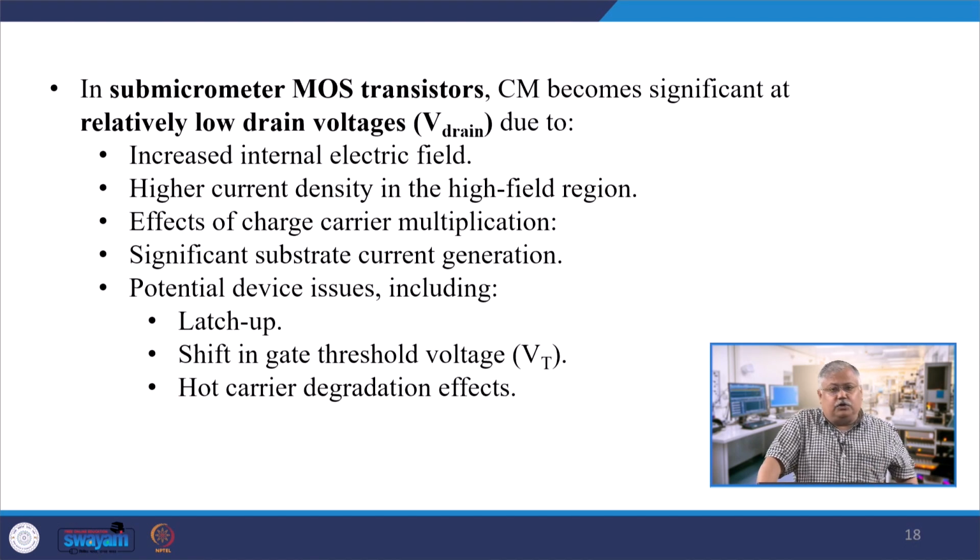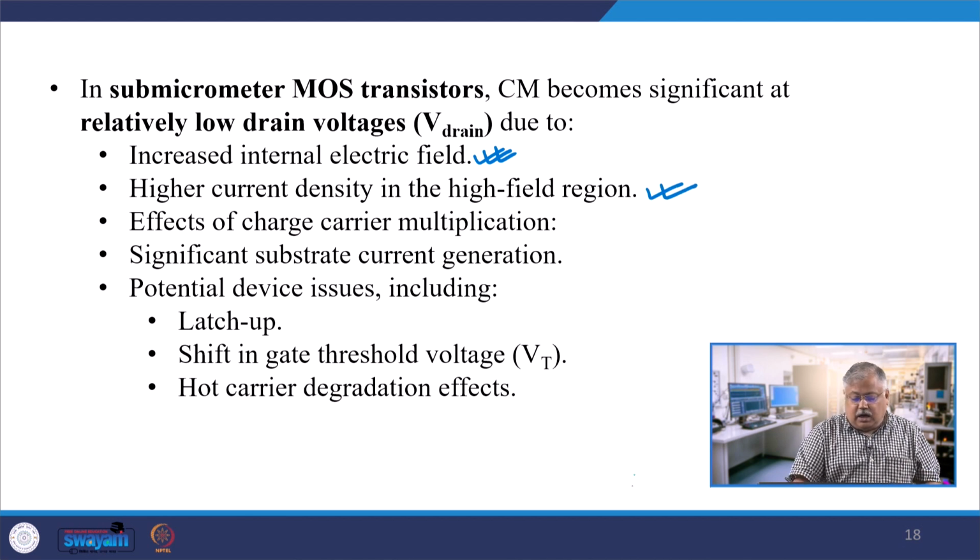Obviously, as I discussed with you, for low technology node devices where the channel lengths are small, the CM is significant because the lengths are so small that the electric field becomes very, very large. When the electric field becomes very large, there is a large amount of internal multiplication of charge carriers. And therefore, as you reduce the dimension of the device, there is an enhancement in the internal electric field, because of which there is a higher current density that results in larger charge multiplication.